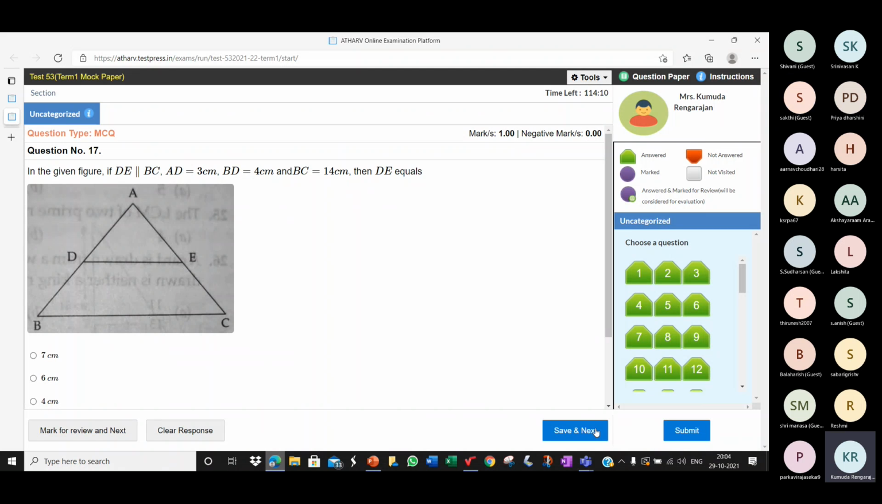Now triangle ADE is similar to triangle ABC. So from the similarity of these two triangles, we have AD by AB is equal to DE by BC. AD is 3, AB is 3 plus 4, 7. So 3 by 7 is equal to DE, which we don't know, by BC, which is 14. So 3 by 7 is equal to DE by 14. On working, we'll get DE is 6 centimeters.